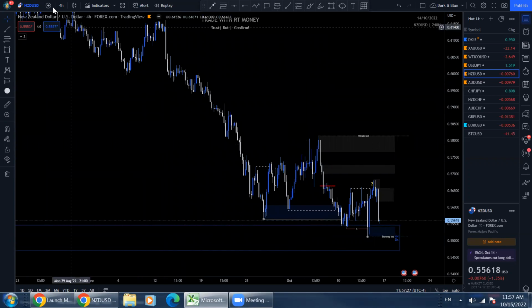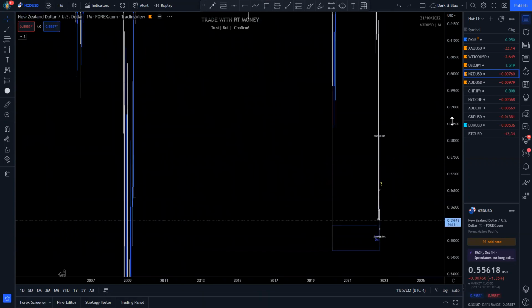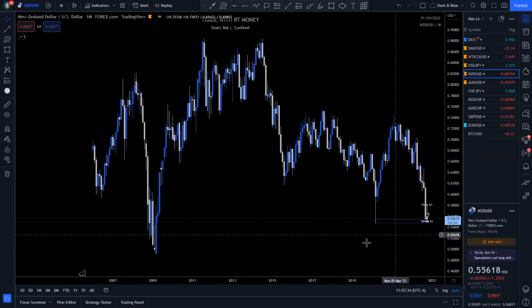Now, let's take a look at the currency itself. We'll do a quick top down. Quick top down, I said. You can hold me to it.